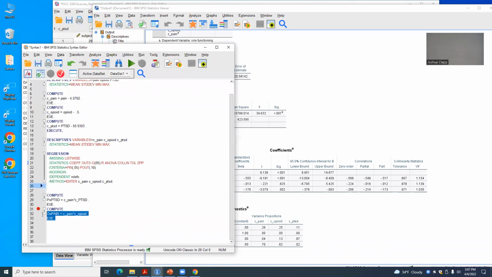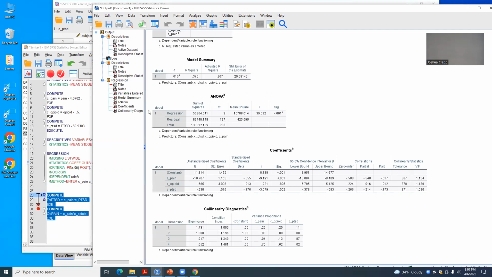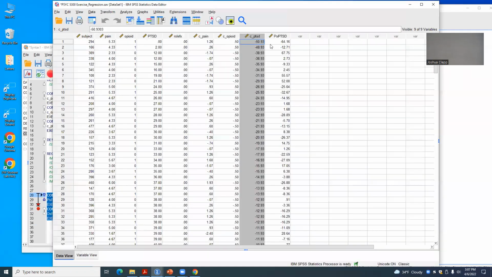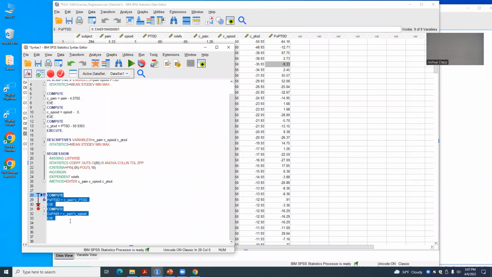My stuff looks good here. Excellent. Nothing happened. Well, I don't have an opiate use by pain.